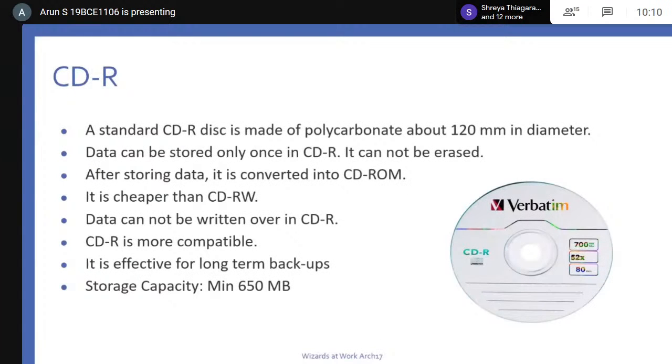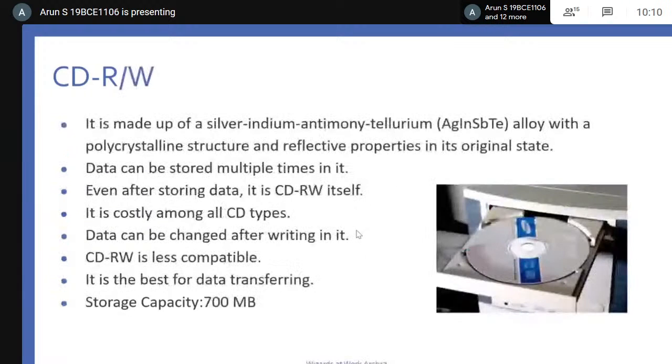Okay, now I'll talk about CD-R. It is made up of a reflective metal disc with a layer of dye on top, which is nothing but polycarbonate. Once data is stored in a CD-R, it cannot be erased. After storing the data, the CD acts as read-only memory. CD-R is more compatible and cheaper than CD read and write. It has a storage capacity of minimum 650 MB, and all CD players, older and newer, can read CD-R.